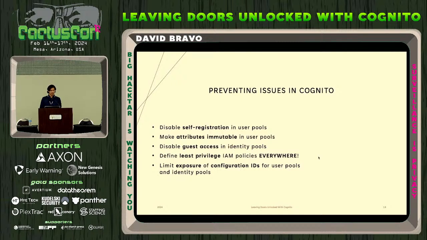And then finally, limiting exposure of the configuration IDs. So this is information that may not necessarily need to be in the front end assets or exposed to users. So you could put it in the back end and sort of hide it a little bit. But again, it's not a huge thing, just something to consider.